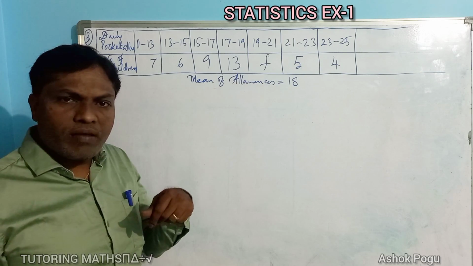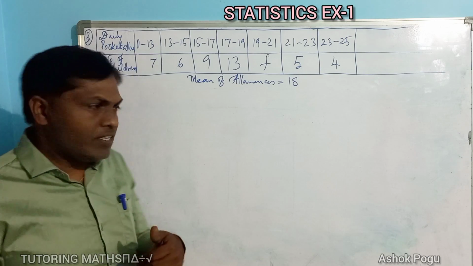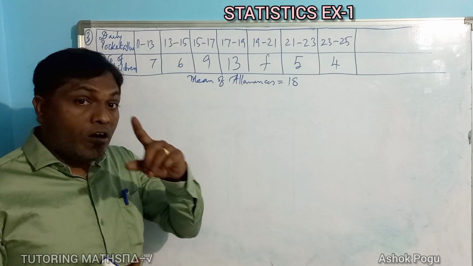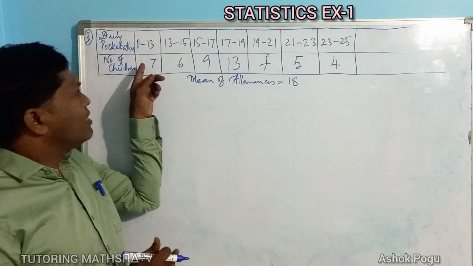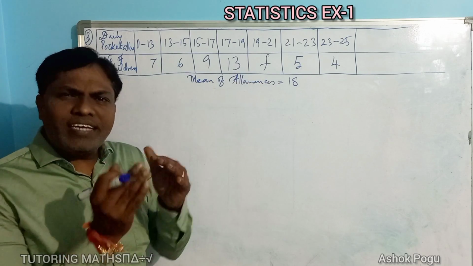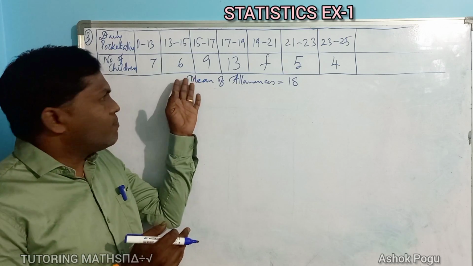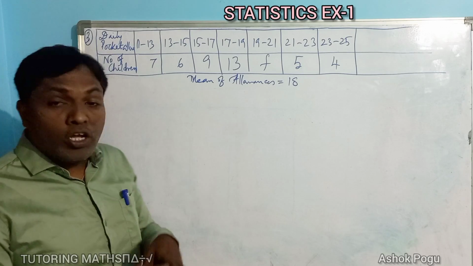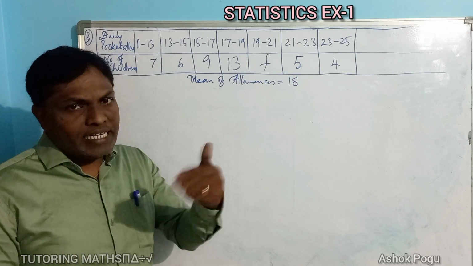Mean is given, and there are three methods to find mean. Already we have discussed that in our previous video. Then which method do we have to adopt to solve this problem? As I already told you, we have to observe the given frequencies and values. Observe the values 7, 6, 9, 13, 5, 4. The figures are small in size, showing lesser values, somewhat below 20. So it is better to go for the direct method, which is the easy, shortcut method.